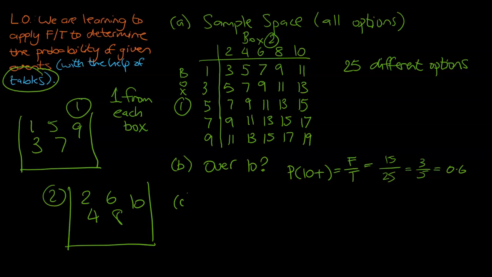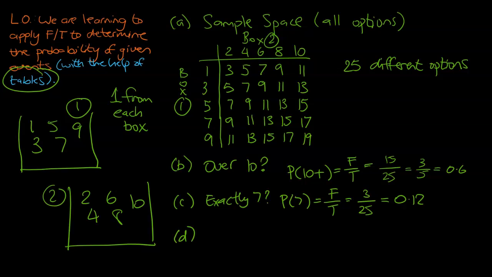We can then have a look at another scenario. What's the probability of getting exactly 7? Same thing, probability of 7, and we're always going to use that F over T formula. We know that there is a total of 25 because there are 25 unique combinations. And if you have a look at the table, 3 of them meet that criteria of being a 7. So that is going to be 3 over 25. And if you put that in your calculator and convert it to a decimal, hopefully you get 0.12.